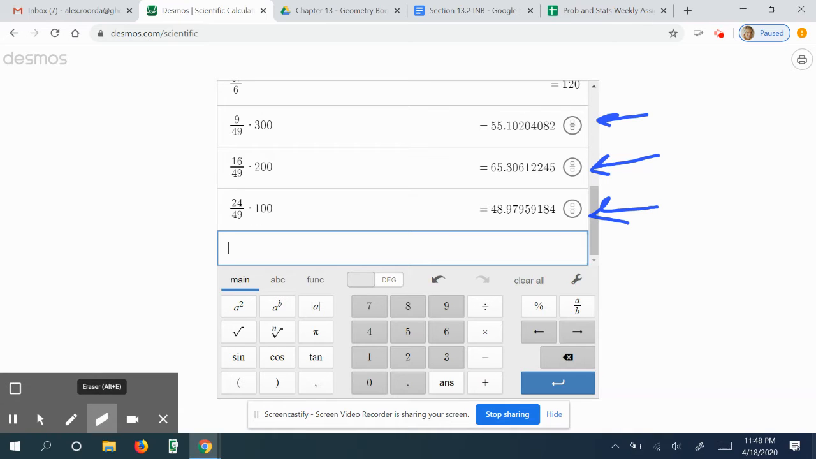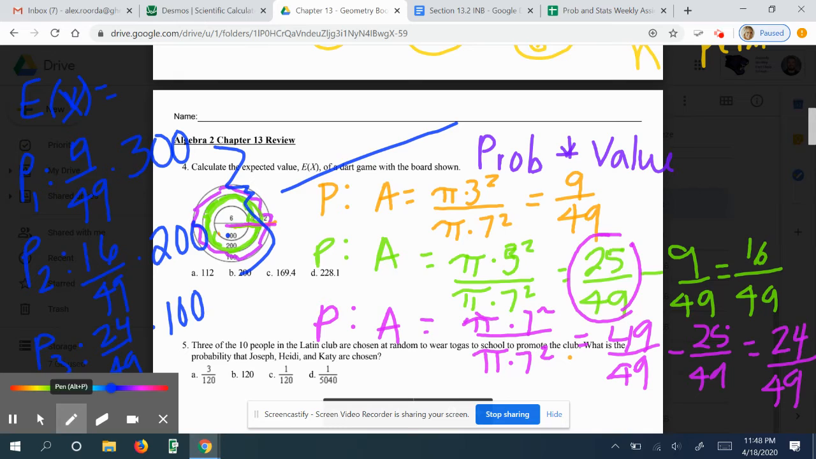So what we do is we say, okay, 55.10, I'll just do two decimal places, that's fine, plus 65.31 plus 48.98, and that's 169.39. So I go back here and I say 169.39 is very close to C, which is 169.4.